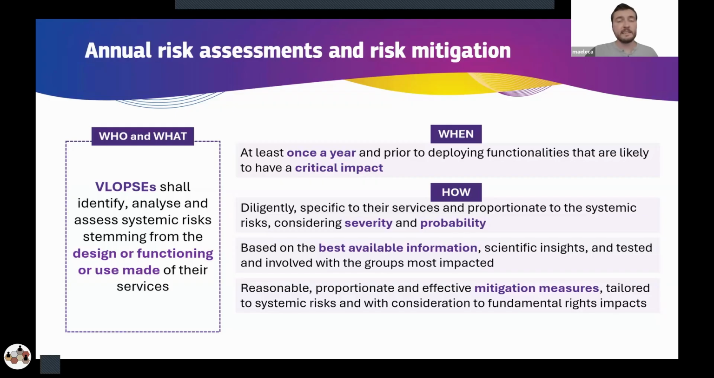Now, they need to also have mitigation measures in place, risk mitigation measures, and these need to be reasonable, proportionate, and effective. They need to be tailored to specific systemic risks, and they need to take into consideration the fundamental rights impact.